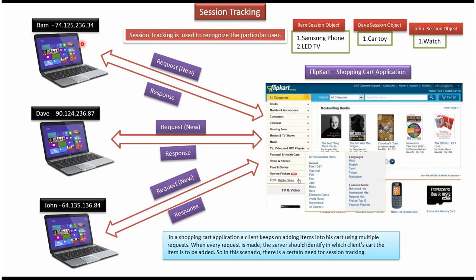Here on the left side you can see three users, Ram, Dave and John. And on the right side you can see a Flipkart shopping cart application. When Ram visits the Flipkart application the first time, a session object will be created for Ram. And whatever items he has added in his cart will be added in the Ram session object.